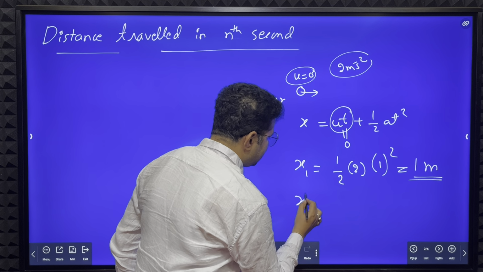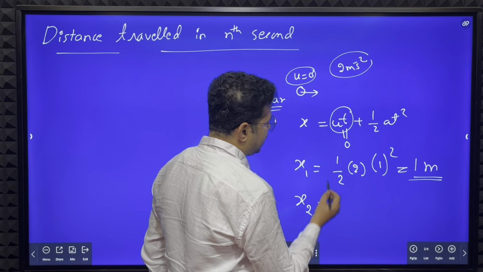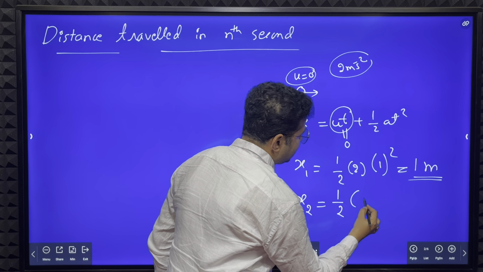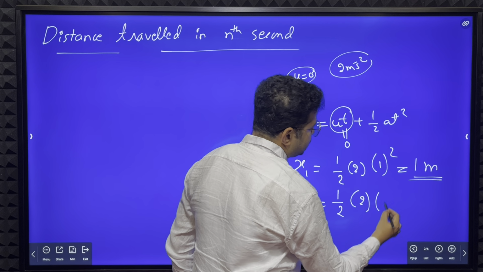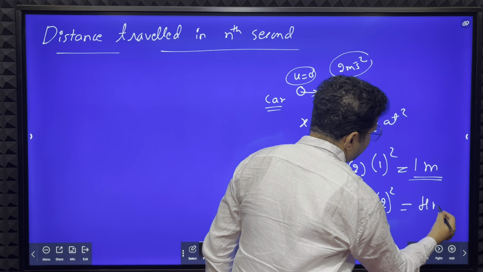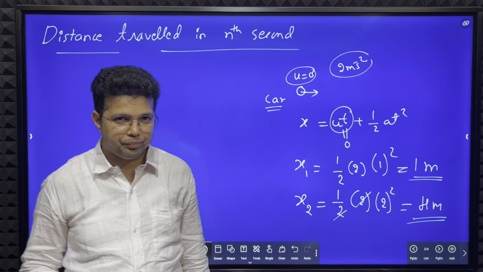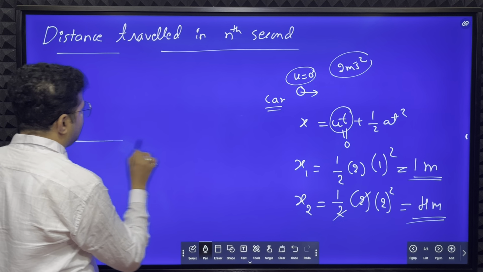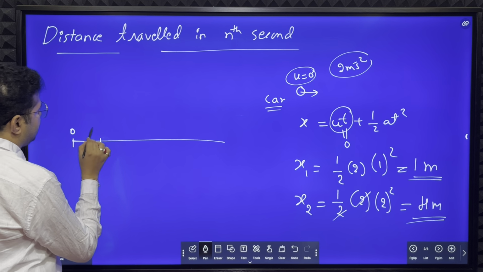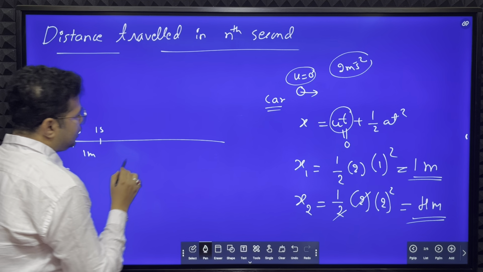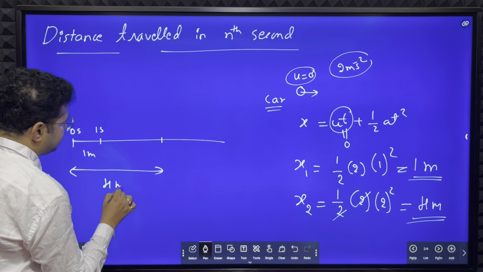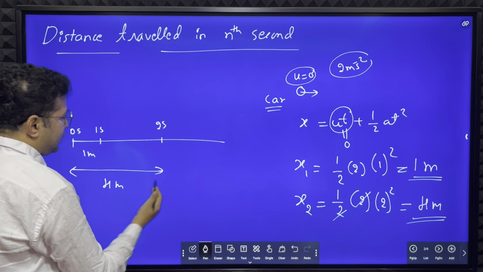What about distance traveled in 2 seconds? u is 0. So half into acceleration 2, into 2 seconds, 2 square. 2 square is 4. 2 gets cancelled, so 4 meter. Distance traveled in the first second is 1 meter, and distance traveled in 2 seconds is 4 meter.